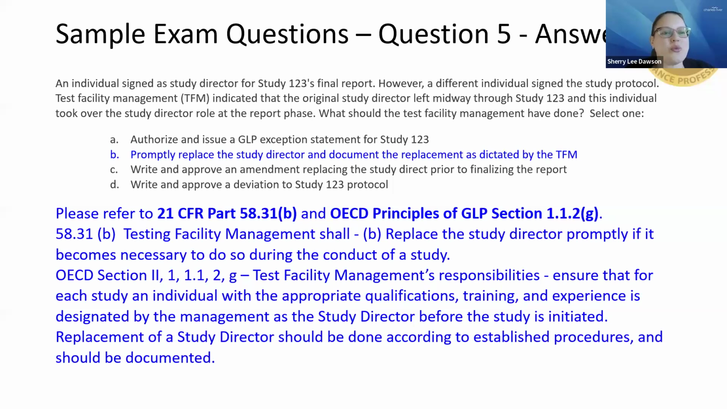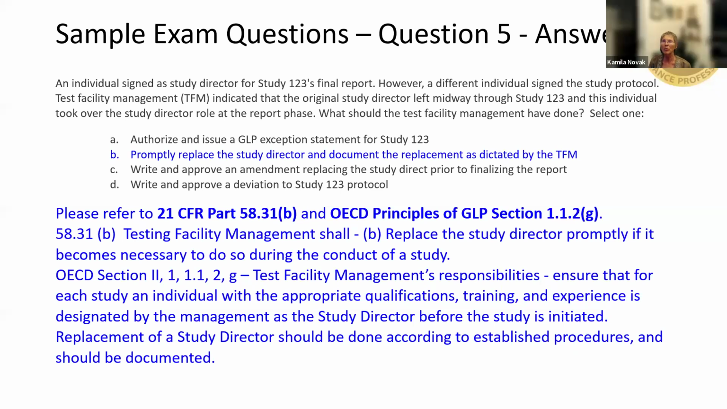OECD Section 2.1.1(2)(g), test facility management's responsibilities: ensure that for each study, an individual with the appropriate qualifications, training, and experience is designated by the management as the study director before the study is initiated. Replacement of a study director should be done according to established procedures and should be documented.